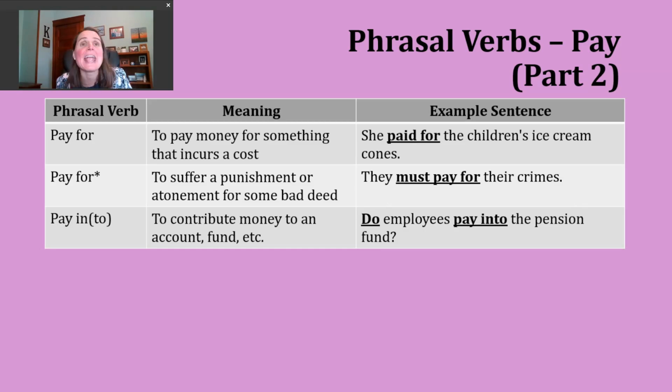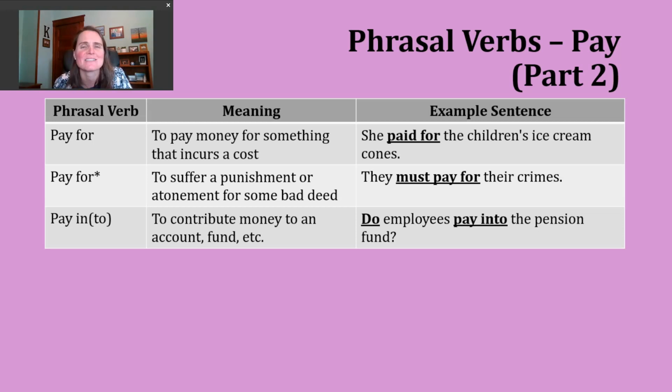One way to use this phrasal verb is to talk about paying money for something that has a particular cost associated with it. So an example of this could be, she paid for the children's ice cream cones, right? So she's the one who transferred money in order to receive the goods.